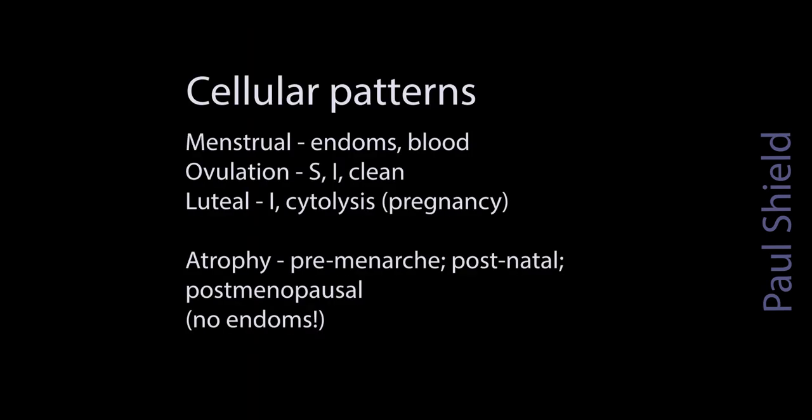So just in summary, those patterns, we should see endometrials and blood up to day 10. In the middle of the cycle, we should see at ovulation a clean background with superficial cells and intermediate cells. That's an estrogenic pattern. Second half of the cycle, we should see a pattern that's primarily intermediate cells, often with cytolysis and Döderlein bacilli.